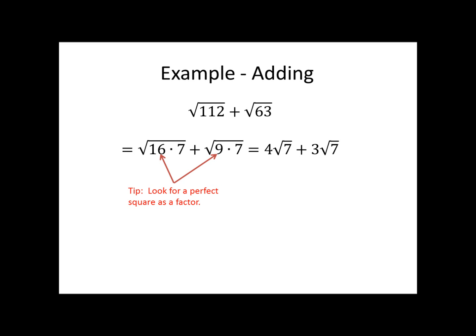I looked at 112 and I thought, what perfect square? Remember your perfect squares. 1, that's not very interesting. 4, 9, 16, 25, so on and so forth. Which one of those is a factor of 112? It turns out 16 is. Which perfect square is a factor of 63? 9 is. Look for those perfect squares that are factors. And notice what's left is a 7 in both cases. These are set up to work, people. So 4 square root of 7 plus 3 square root of 7, 7 square root of 7. Nice and boxed in.